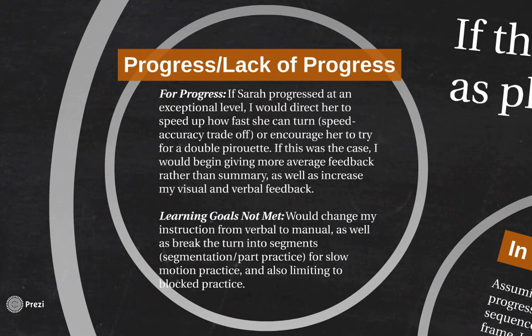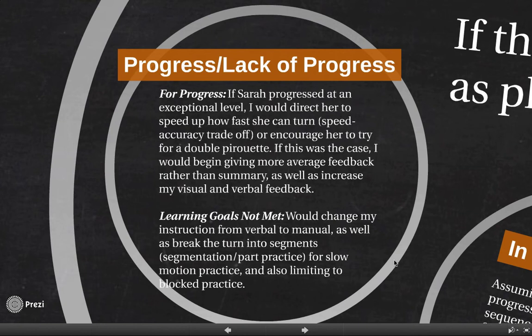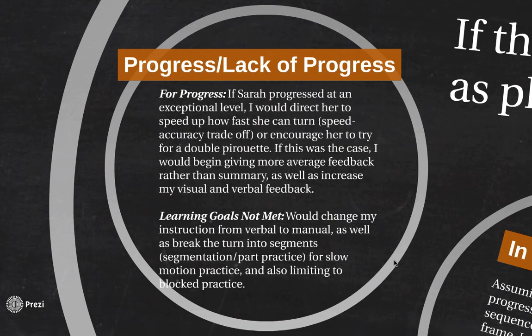I'd also talked about segmentation earlier. If she's still not meeting those learning goals, we're going to stay with the segmentation and the part practice, because that slowing down of the turn is going to help her establish that correct balance, that correct body position, so that she's able to execute the turn as she progresses eventually. Also, slow motion practice. That's again that segmentation, that part practice. Excuse me, and also limiting to blocked practice.